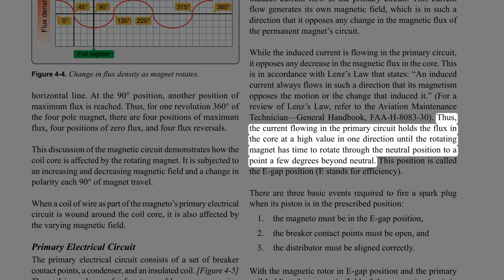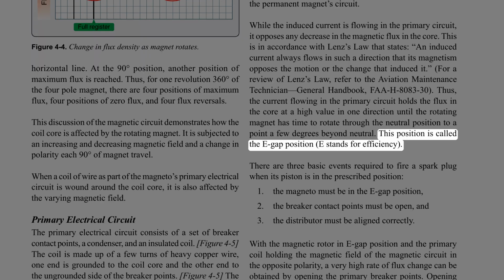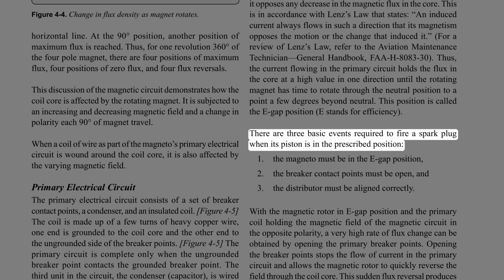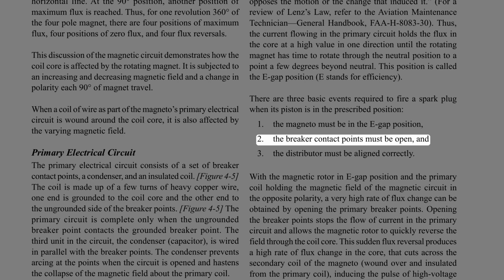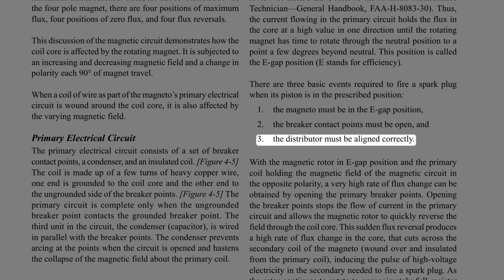Thus, the current flowing in the primary circuit holds the flux in the core at a high value in one direction until the rotating magnet has time to rotate through the neutral position to a point a few degrees beyond neutral. This position is called the E-gap position. E stands for efficiency. There are 3 basic events required to fire a spark plug when its piston is in the prescribed position. The magneto must be in the E-gap position, the breaker contact points must be open, and the distributor must be aligned correctly.